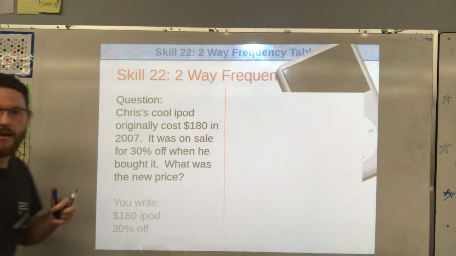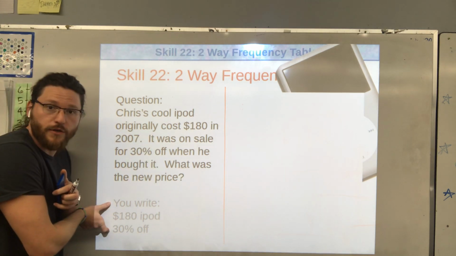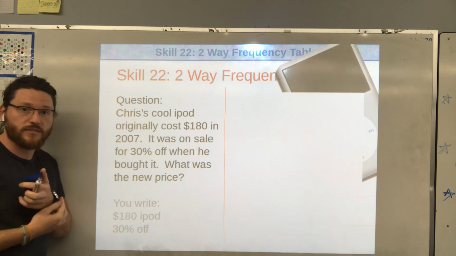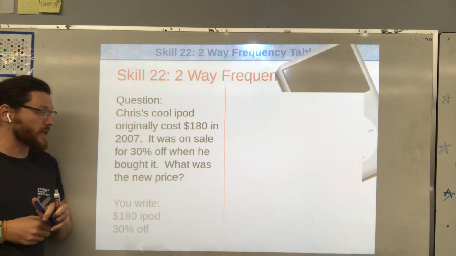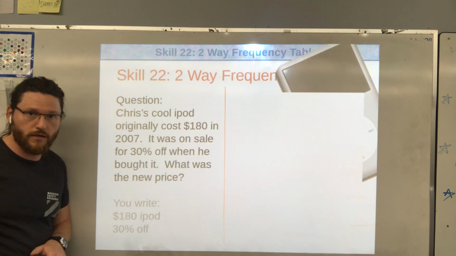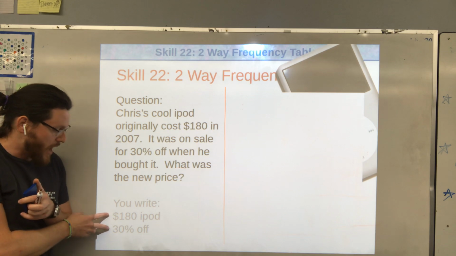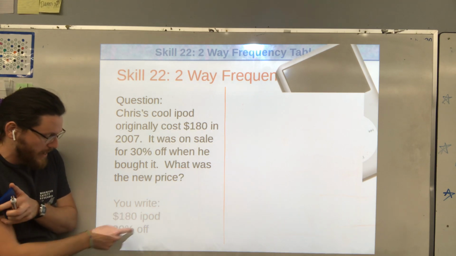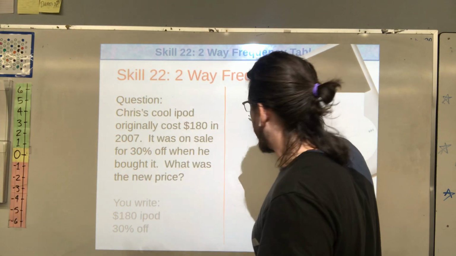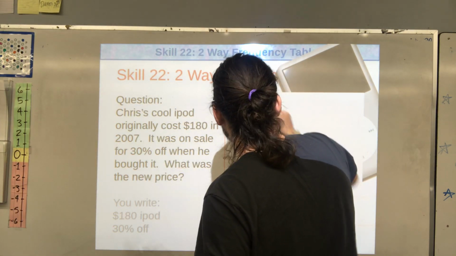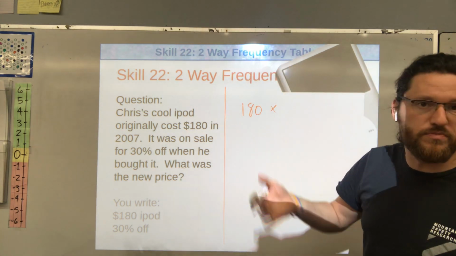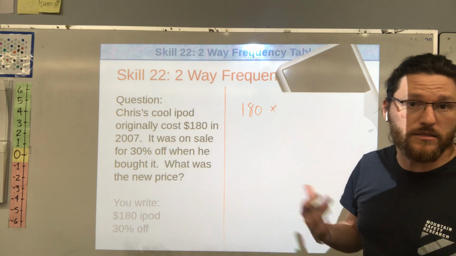So this one, again, long word problem, short version for you to write down. This one says Chris's cool iPod originally cost $180 in 2007. It was on sale for 30% off when he bought it. What was the new price? So we're ignoring tax. We're ignoring, you would probably want tip on something like this. But what I want you to write is $180 iPod, 30% off. Okay, so the way we talked about this before, you could do, right? It's $180, and we're multiplying that by 30%, and then you can just take that away from the original price to find your new price.